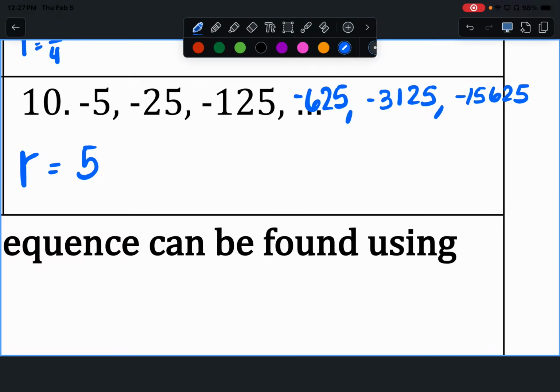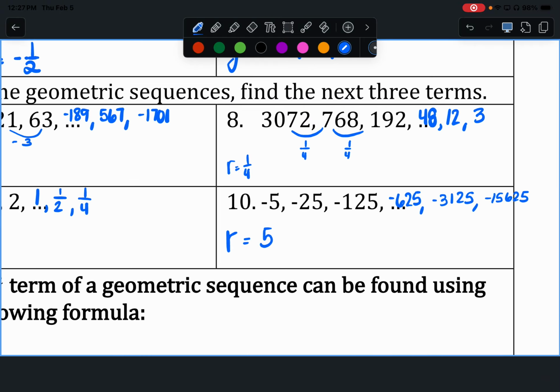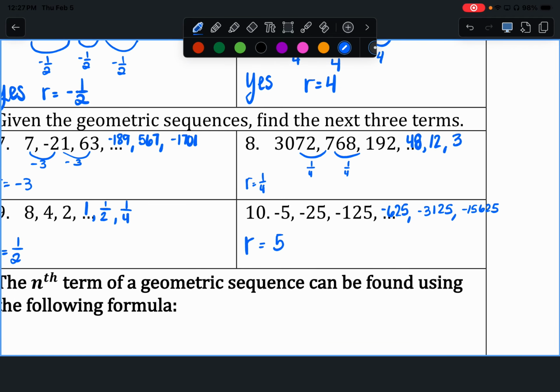Okay, so obviously, we can always find terms in a sequence by just multiplying that many times, right? But would you want to find the 15th term in a sequence by doing that? No. Okay, so we can do that by using a formula, and that formula just so happens to be an exponential function. We've looked at exponential functions so far, and our formula for an exponential function is the starting point times the ratio to an exponent. That's essentially what we're going to do here.